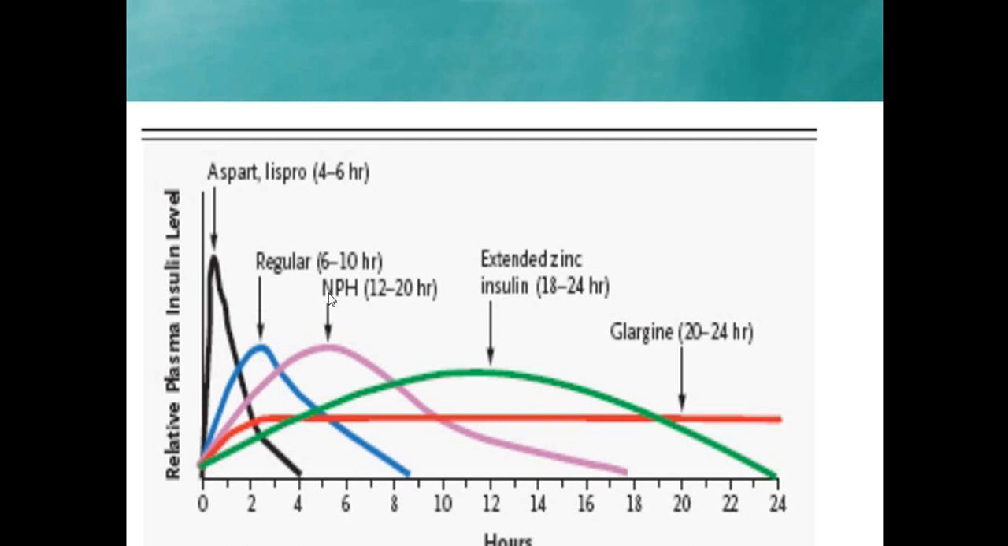As we said, we have the protamine insulin. The peak starts after 4 to 6 hours, and it maintains 12 to 20 hours. And we have this one, the green one, the extended zinc. Its action peaks at 12 hours and is extended. It will remain acting between 18 to 24 hours.